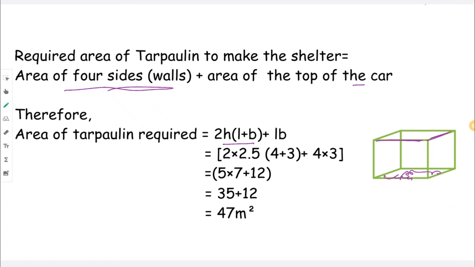Okay, I know that the length is how much? Length is 4 and then breadth is 3 and the height has been given to us as how much? 2.5, right? So I just have to put the value. So height is 2.5, length is 4, breadth is 3, and then again length into breadth is there, right? 4 into 3. So if you multiply these two, 2 into 2.5, you'll get 5. 4 plus 3 is 7. 4 3s are 12. Then 5 7s are 35. Then 35 plus 12. So how much do we need? The area of the tarpaulin required is 47 meter square.